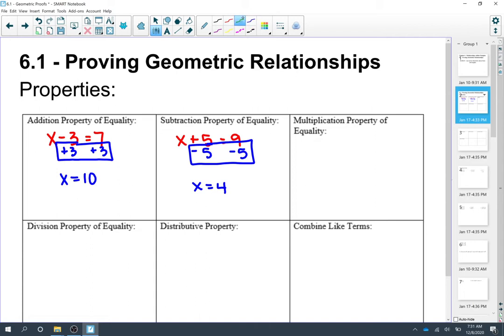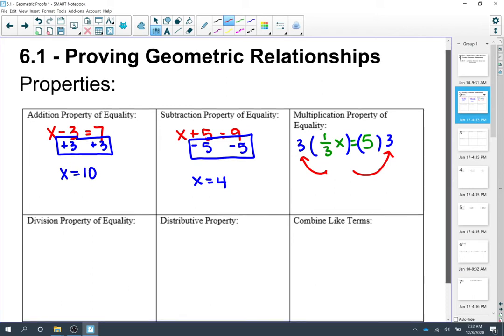Multiplication property of equality. Let's say we had 1/3 x equals 5. If I was going to try to get the 1/3 to the other side, I could multiply both sides of the equation by 3 so that the 3 and the 1/3 would cancel. And right here is the multiplication property of equality because we're multiplying by the same thing on both sides.